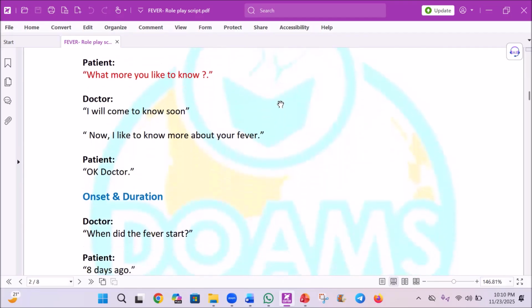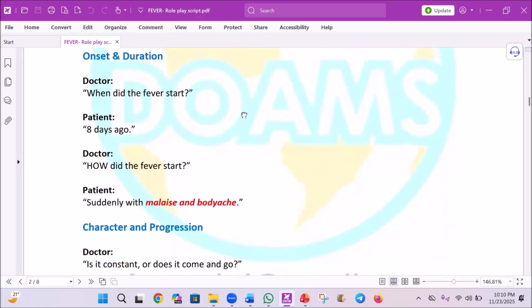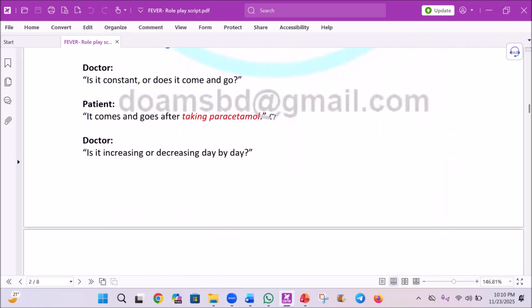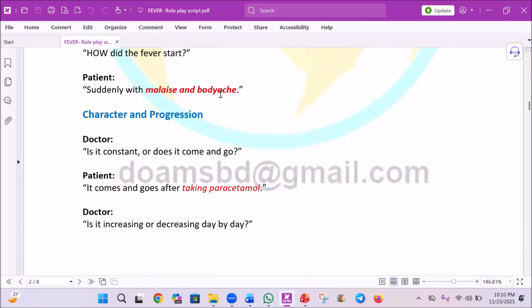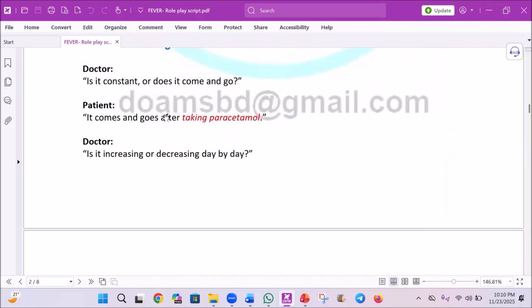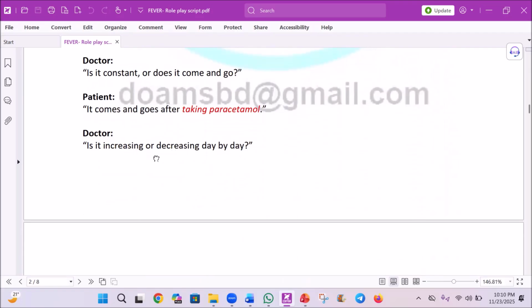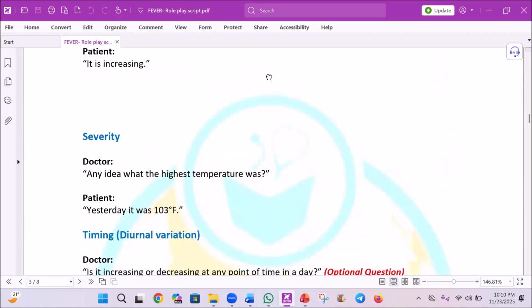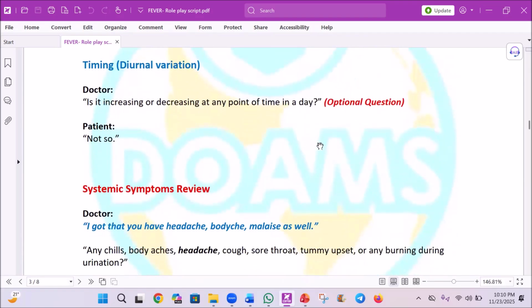So be careful. Your primary presentation was fever. So I will come to know soon, but now I would like to know more about your fever. Can you tell me more about this? This is the time. Then the patient is telling you many points. You are asking, and the patient tells malaise and body ache. The patient didn't tell you malaise and body ache before, so you added the symptom. Is the patient taking paracetamol? Is it improving or not? Persistent severity. So you are going down.